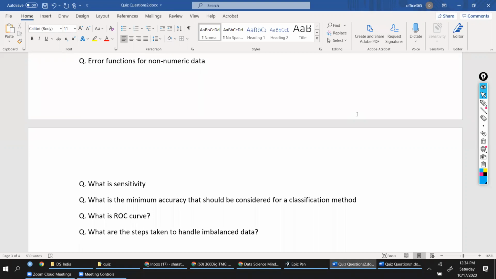And we can also apply ensemble techniques to handle imbalanced data. To improve the accuracies on the imbalanced data, we can also apply ensemble techniques. Next.